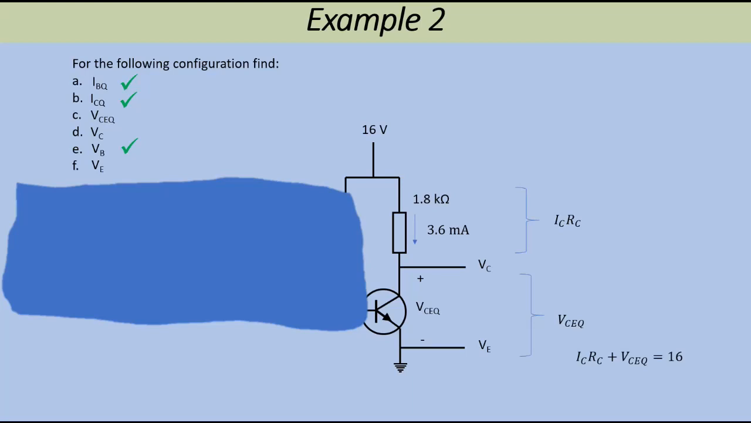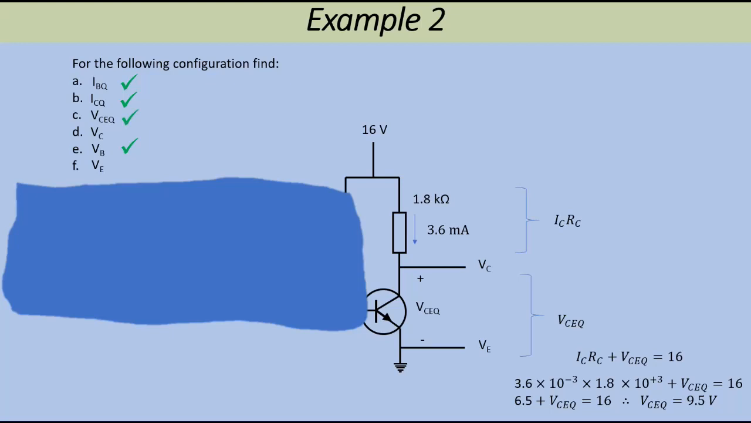Okay, now we know IC and RC, so we can plug those straight in, no problem. And the only thing we don't know is VCEQ, so we just leave that as it is, and that's equal to 16. When you rearrange this, we end up with 6.5 plus VCEQ is 16, and therefore VCEQ is 9.5 volts. Always make sure, of course, that this is less than the supply voltage. Okay, so 9.5 volts is less than 16, so that's okay.